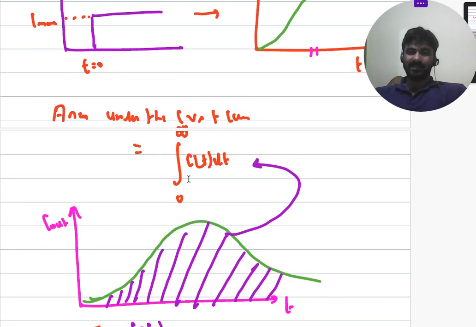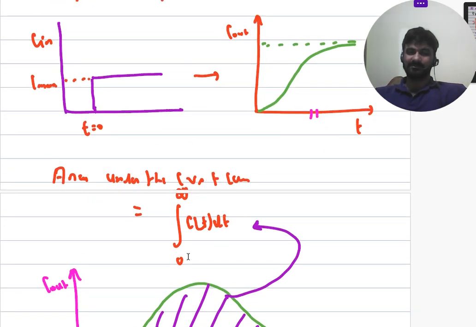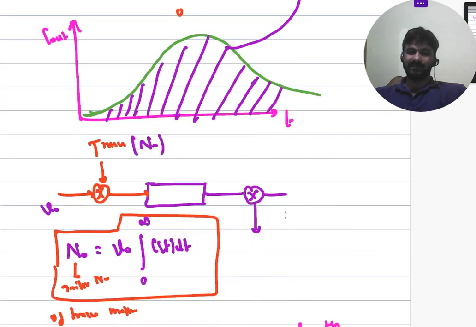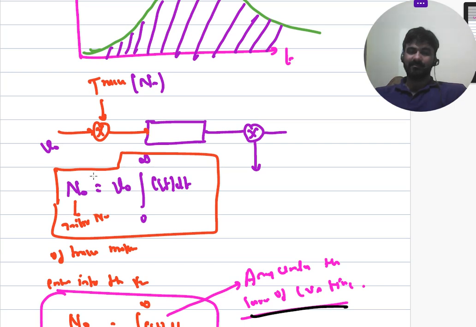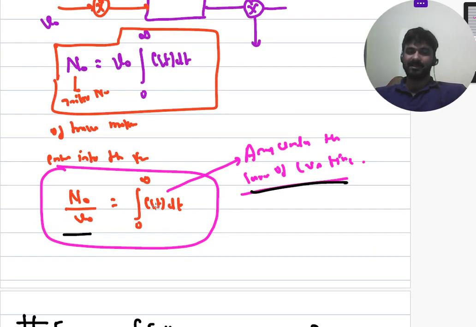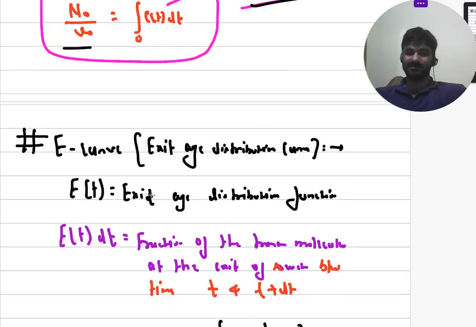If I'm talking about the area under the concentration versus time curve, the C(t) versus dt curve, the number of molecules per unit volume means the concentration of tracer. N naught is the number of moles of tracer, and V naught is the volumetric flow rate. So N naught by V naught will be equal to the integral from 0 to infinity of C(t) dt, where C(t) dt is the area under the curve of concentration versus time.